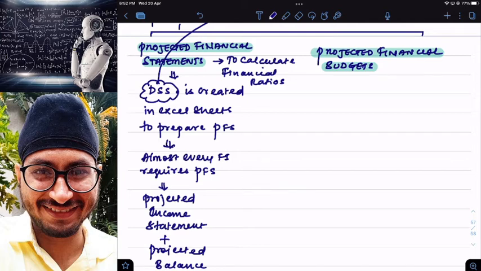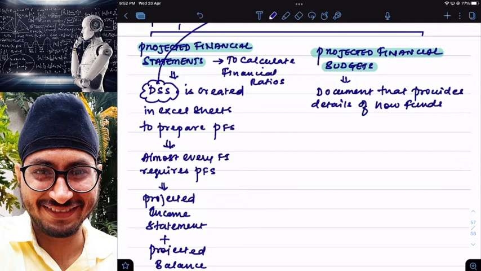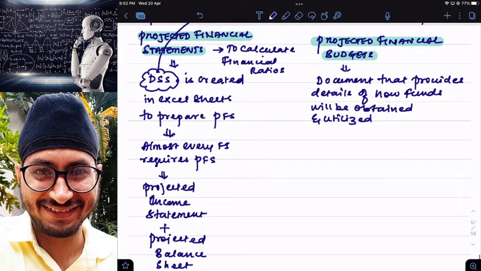And then comes what, sir? Then comes projected financial budget. What is a budget, sir? First of all, budget is nothing but a document that provides details of how funds will be obtained and utilized. How funds will be obtained and utilized means how will I receive the funds, how will I utilize the funds, over a period of time.